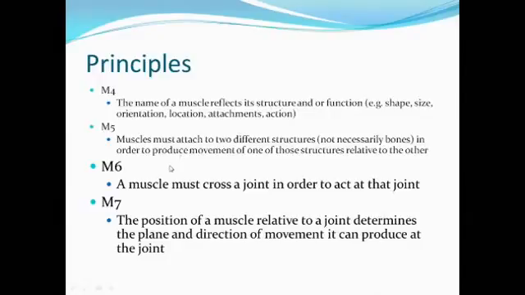Important principles for this presentation: M6, a muscle must cross a joint in order to act at that joint, and M7, the position of a muscle relative to a joint will determine the plane and direction of the movement it can produce at the joint. So using this principle, it is enough to know the attachment and location of a skeletal muscle, and from knowing that, you will be able to determine what action it produces at a particular joint.